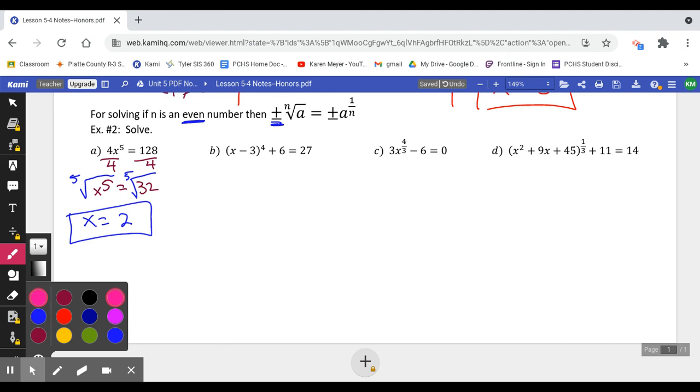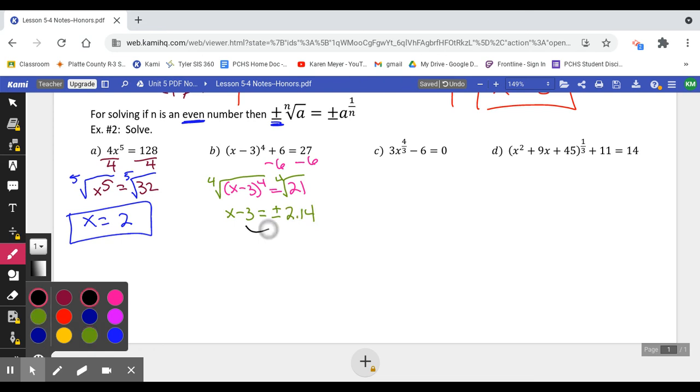Next one. Oh, got to get the parentheses by itself. So let's get rid of the 6 first. So x minus 3 raised to the 4th power equals 21. Opposite of the 4th power is the 4th root on both sides. So x minus 3 equals, 4th root. That's an even root. So if it's an even root, I have to put plus or minus. And then if I do 4th root of 21, I'm going to get a decimal. That's okay. Let's just round the decimal off to the hundredths. So 2.14.